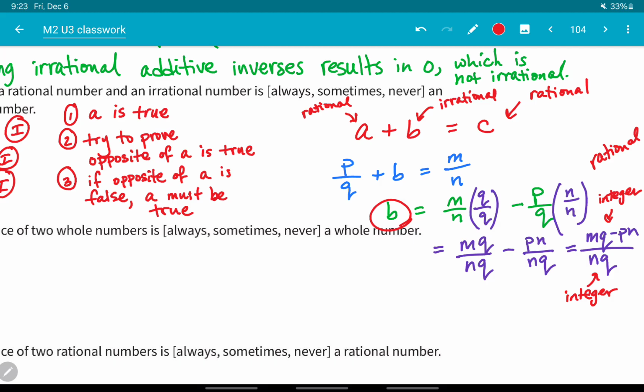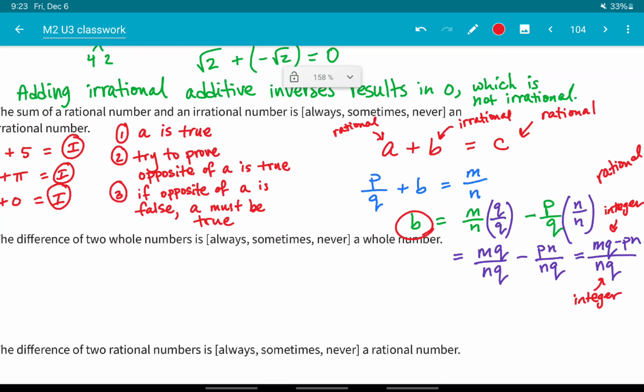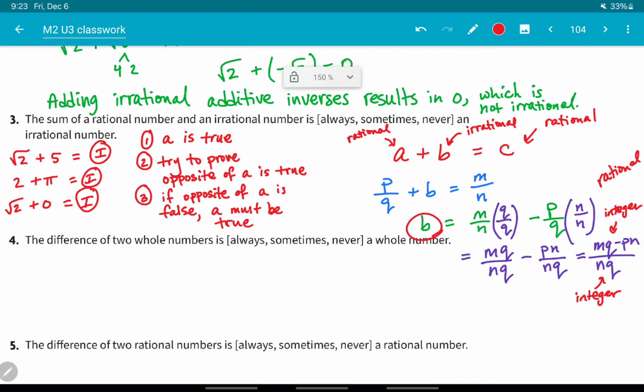So what we've done is we've proven that if we add a rational number and an irrational number, our result cannot be rational. Therefore, it must be irrational. So our answer here is the sum of a rational and irrational number is always irrational.